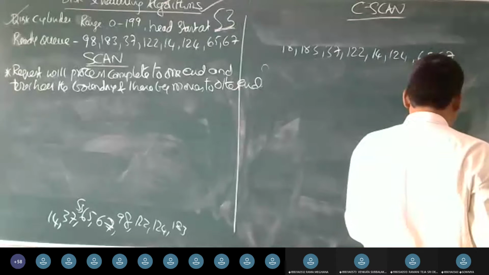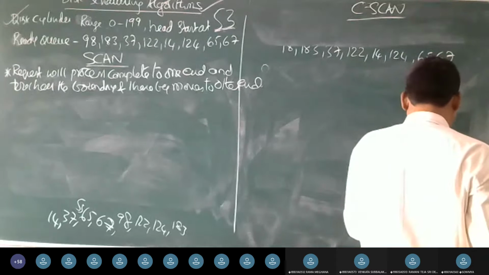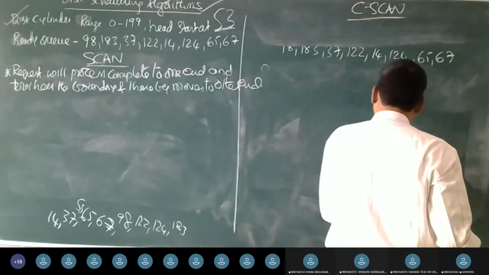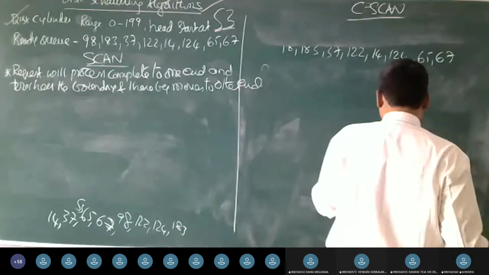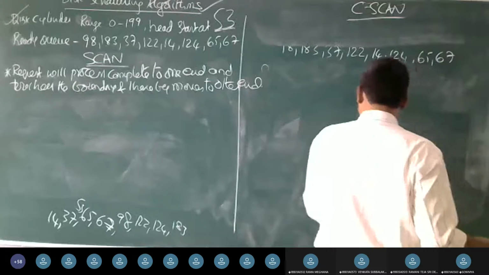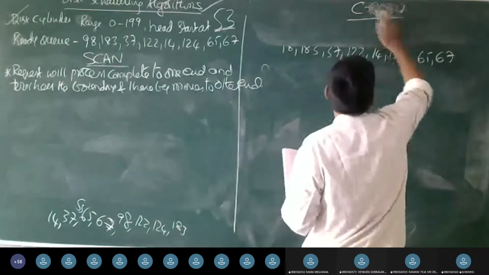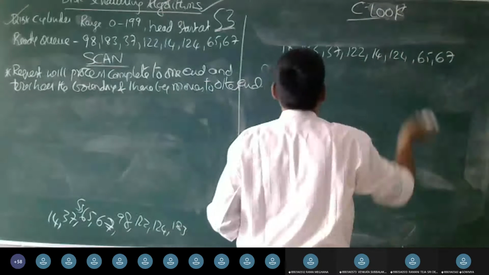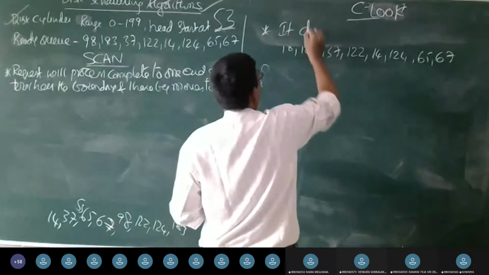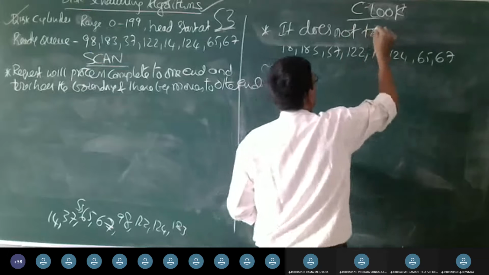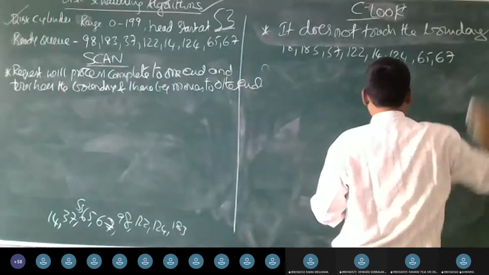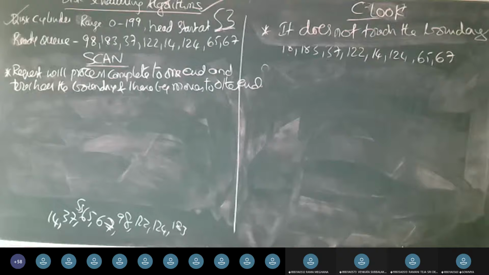So in this C-scan algorithm, it is going to have some uniform wait time, and it is going to regulate in such a way that, unlike the look algorithm, it does not touch the boundaries. So that was the key difference we are going to understand.